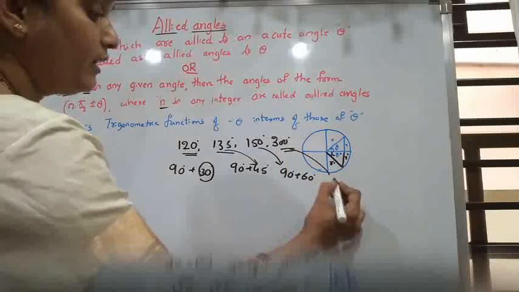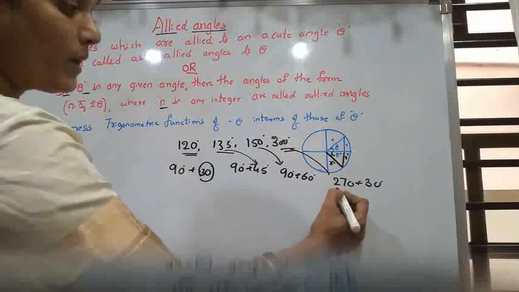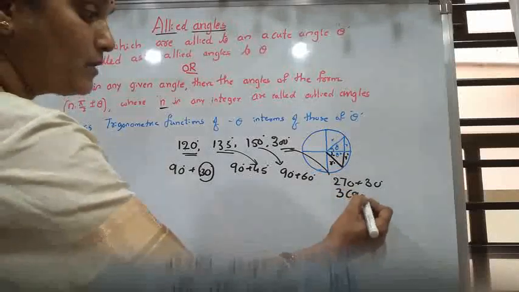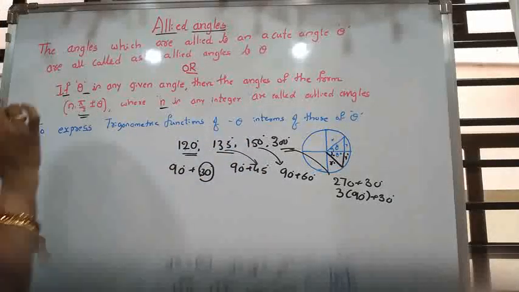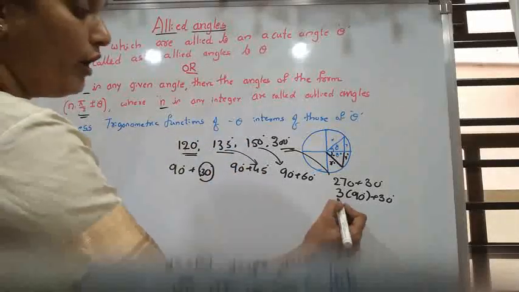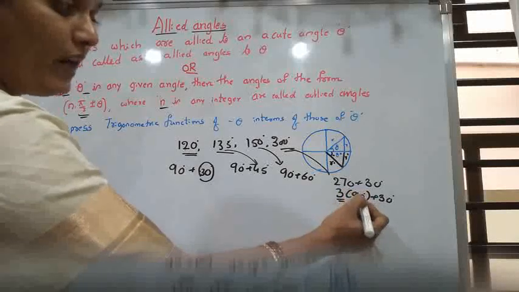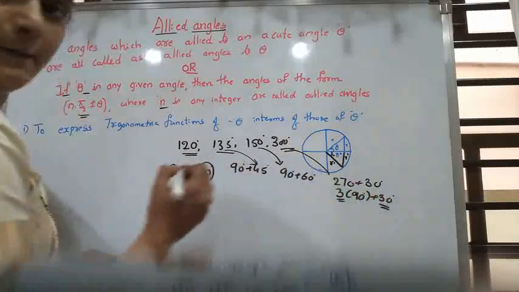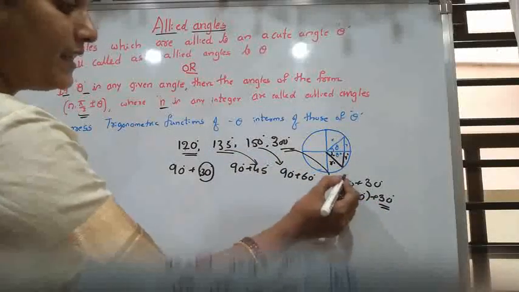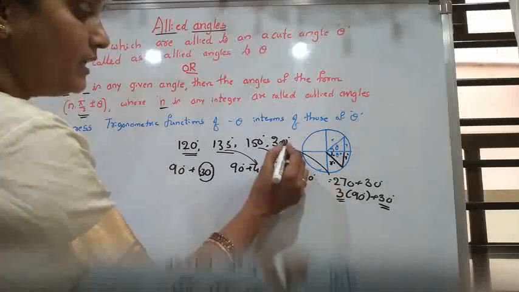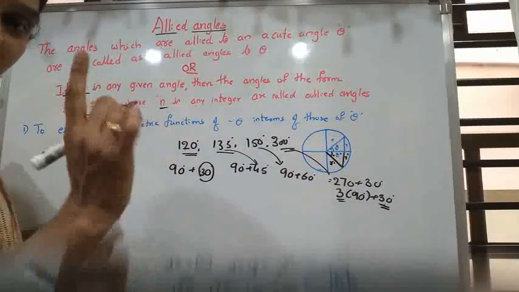300 degree, here we can write it as 270 plus 30 degree. 270 how can I write? 3 times 90 degree plus 30 degree. That 90 degree is nothing but pi by 2. So an odd or even, an integral multiple of 90 degree plus the acute angle. If the angle is expressible in this form, then I can say that this 300 angle is allied to 30 degree. Now you got what allied angles are.